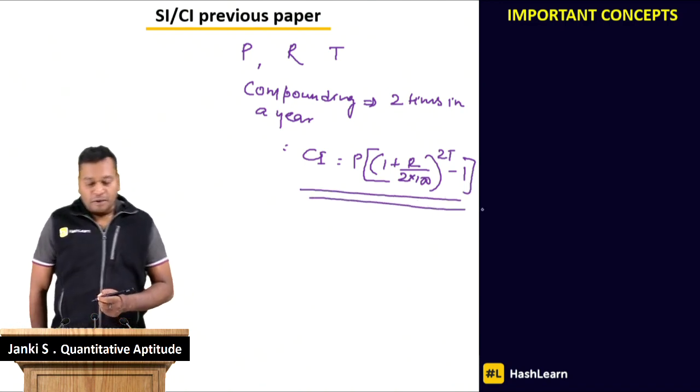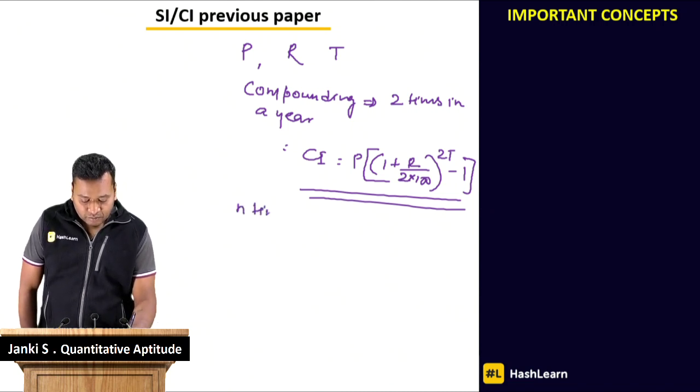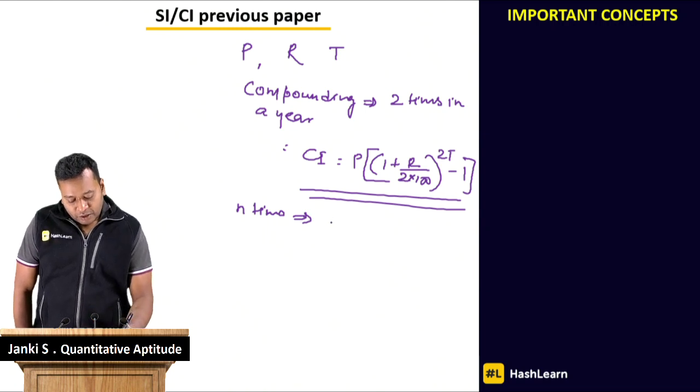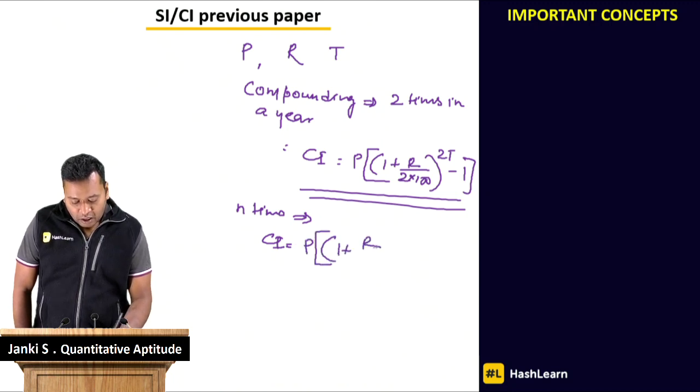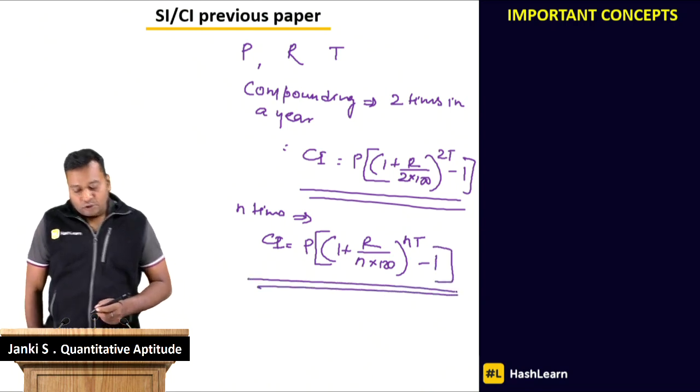In other sense, if it's compounded n times in a year, my compound interest now will be nothing but P into (1 plus R by n into 100) raised to n into T, minus 1, will be the representation possible. That's the second thing which you need to keep in mind.